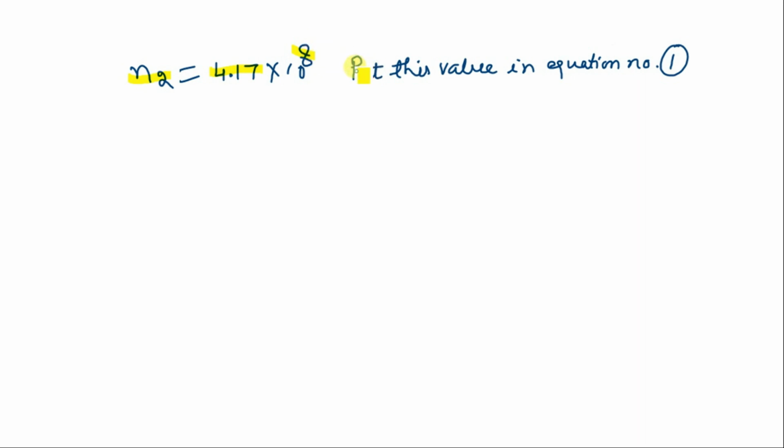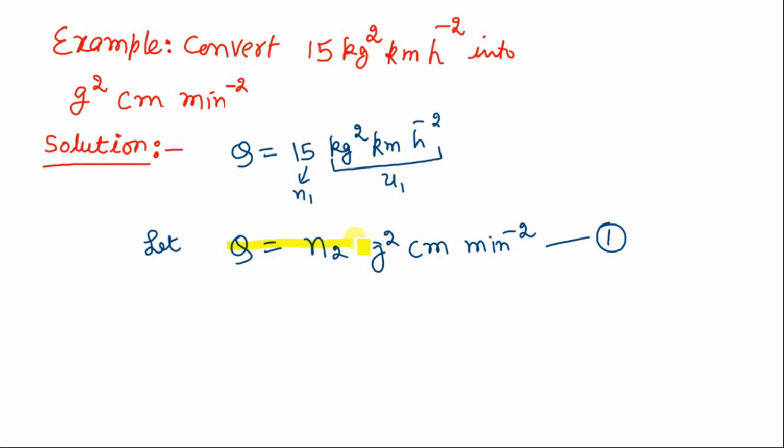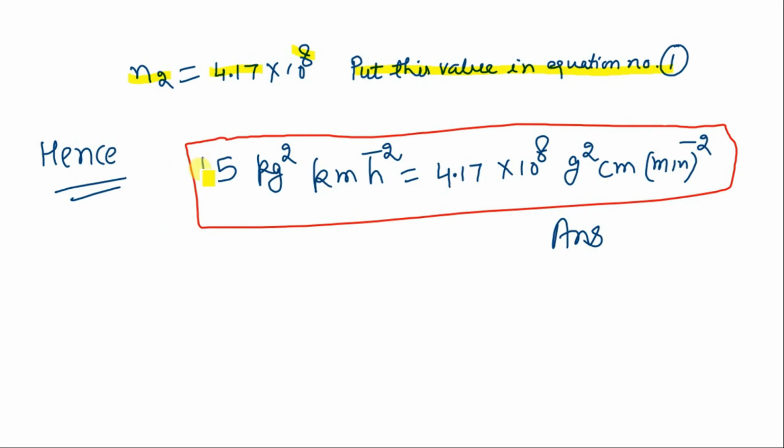Now we can put this value in equation number 1. This was our equation number 1, and we will put the value of N2 here. Hence our final result will be that 15 kilogram square kilometer per squared hour is equal to 4.17 into 10 raised to power 8 gram square centimeter per squared minute.